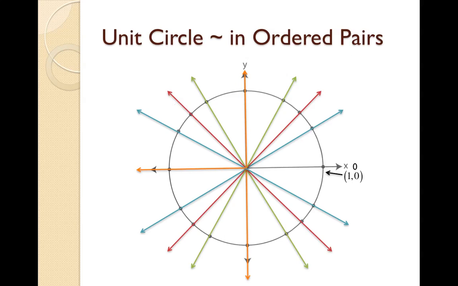Okay, and so we're trying to come up with the ordered pairs of those points where the terminal side intersects with the circle, because from that ordered pair, then we can tell our cosine and our sine.